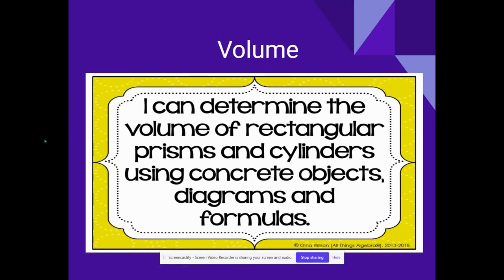All right, we're going to learn about volume, and we're going to determine volume for rectangular prisms and cylinders. And they can be concrete objects like boxes, cans. They could be diagrams like nets, and they can be formulas.